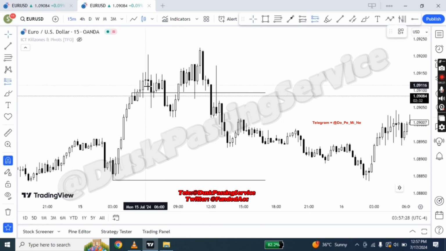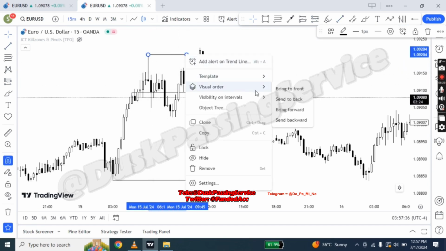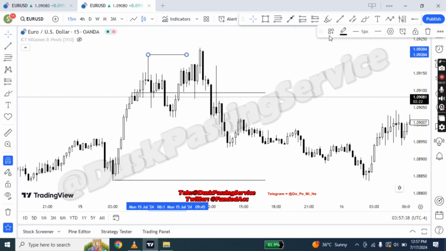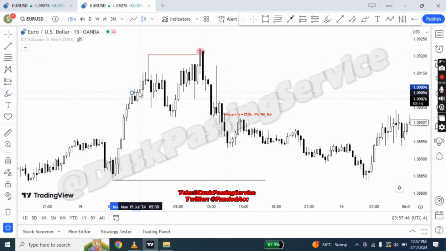Here on the 15-minute, you can see that it was purged right here, and then we had this CSD occur, which formed this model 1 entry, and then price eventually took out the stop loss, and this trade lost. But as I said before, the framework is still in place, and you could still look for a new trade and exploit the narrative that we had built on the higher time frame.